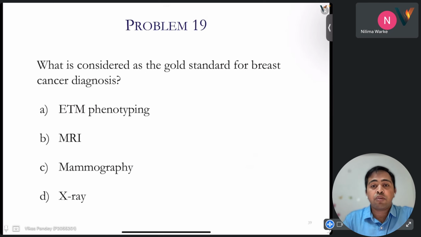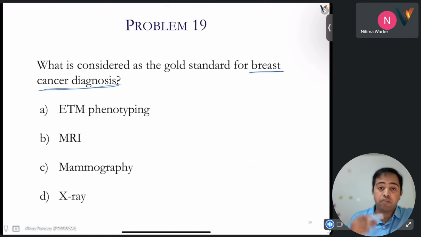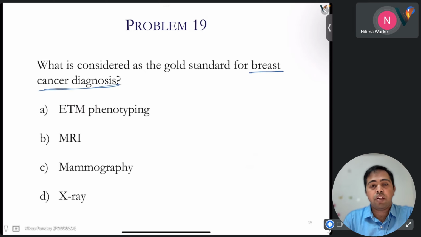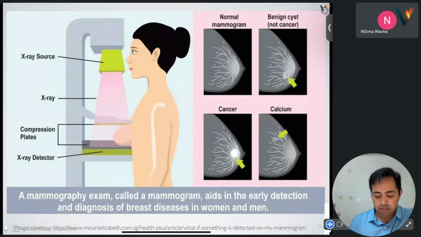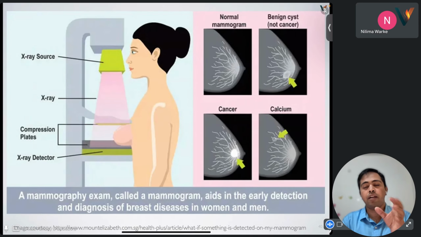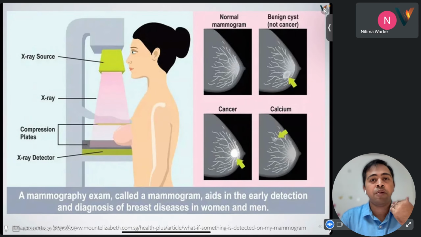What is considered as the gold standard for breast cancer diagnosis? ETM phenotyping, MRI, mammograph, or X-ray. If you are going for breast cancer diagnosis to check whether breast cancer is there or not, which of the following? Mammograph. Okay. So mammograph is used to detect. I have actually not seen a mammograph myself. Okay.